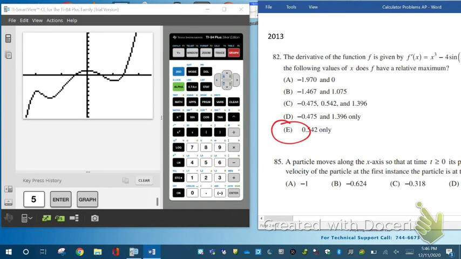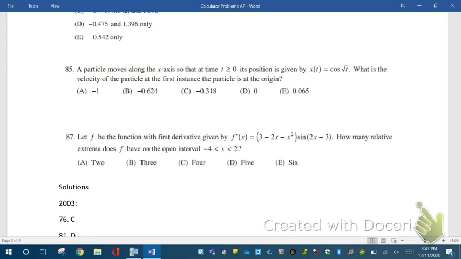Okay, moving on to number 85. Okay, number 85 is a tricky one for a lot of people. All right, read it slowly, read it more than once. Here we go. A particle moves along the x-axis. Time is involved, can't have negative time. The position is given. That's the position.